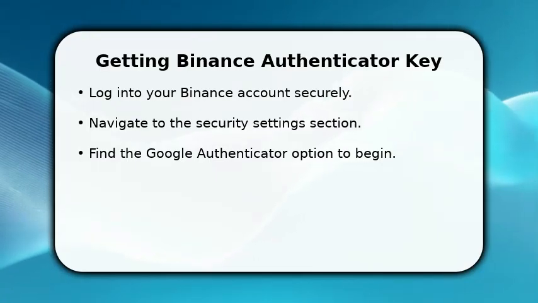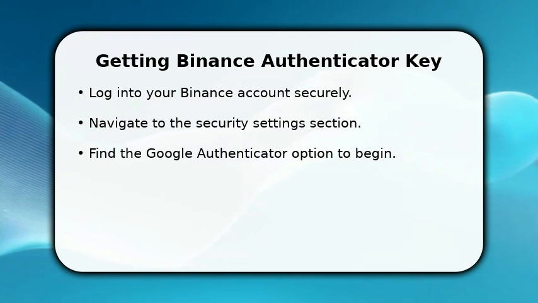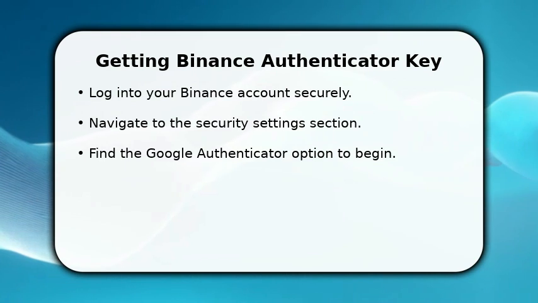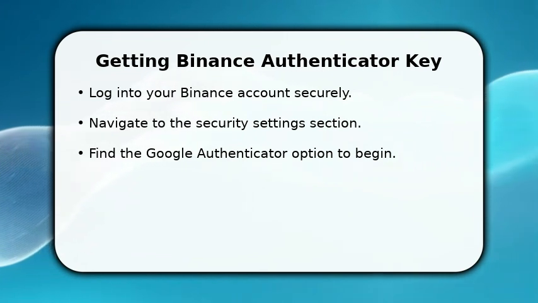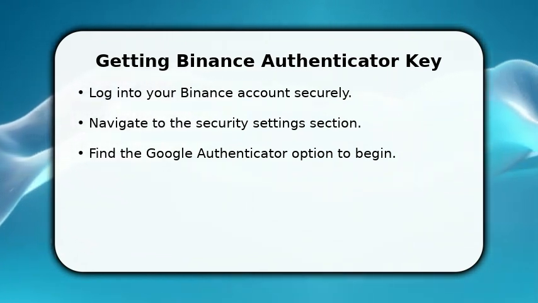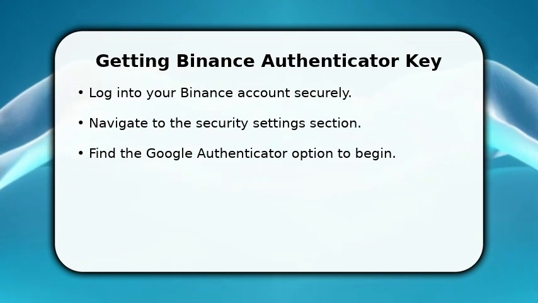In this video, I will explain how to get your Binance Google Authenticator key. First, log into your Binance account. Once logged in, navigate to your security settings. Look for the section dedicated to Google Authenticator. You will need to click on the option to enable or manage this feature to proceed with the setup process.